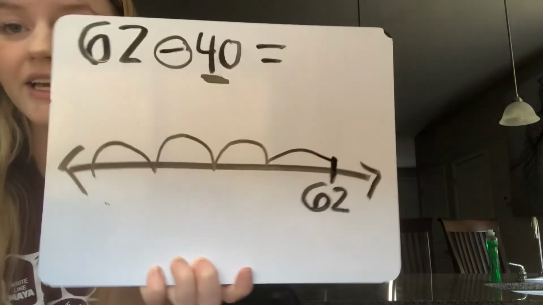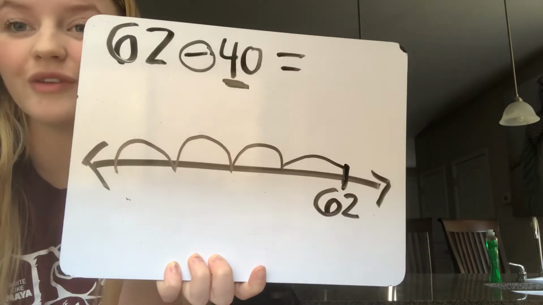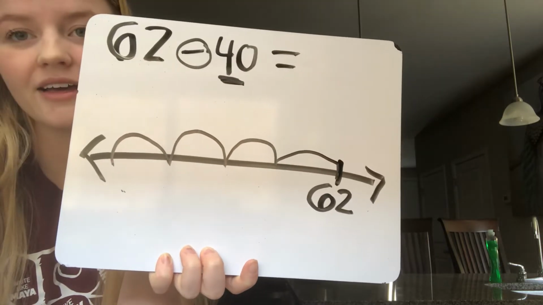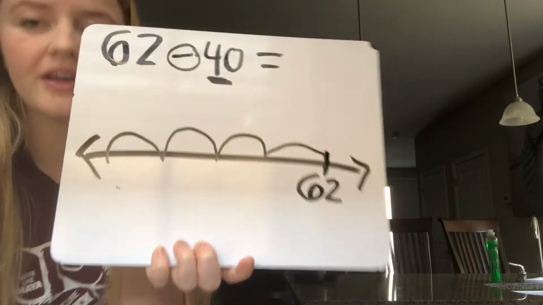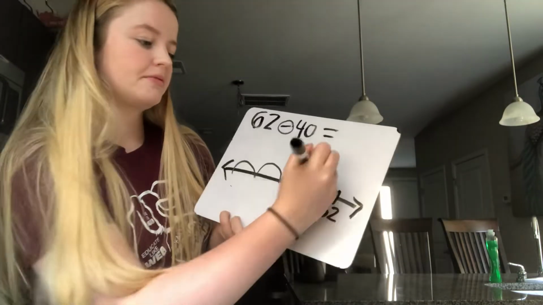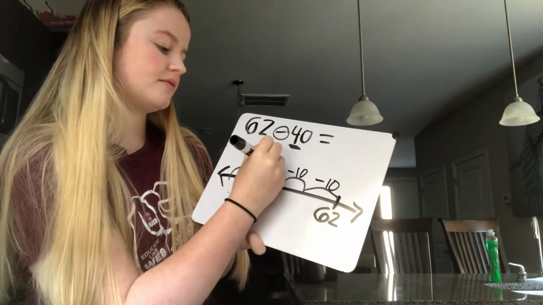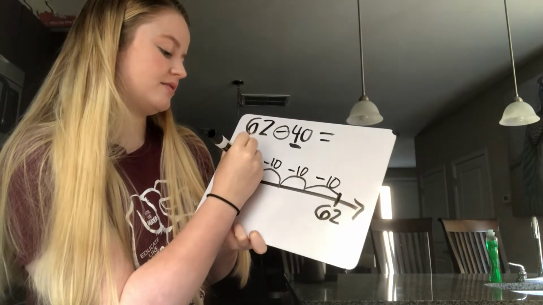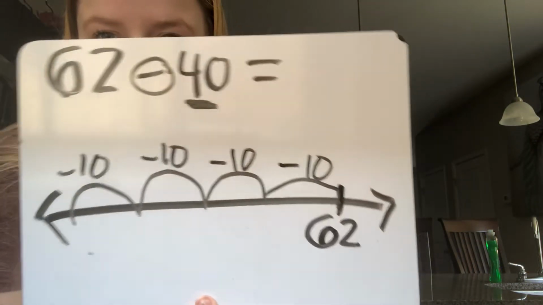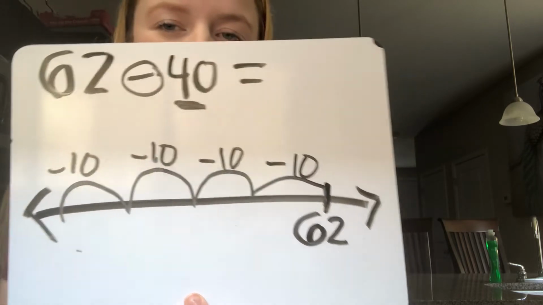Okay? Again, not just 4 jumps back, but 4 jumps of 10. So to remind myself I'm jumping back 10 each time, I'm going to put a minus 10 at the top of each jump. So minus 10, 10, 10, and 10. Now I know it's a little bit trickier to count backwards by tens, but I think that we can do it. We can try our very best, right?